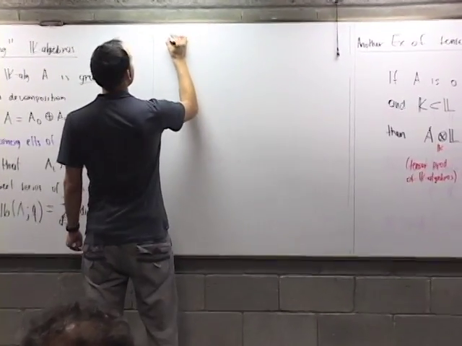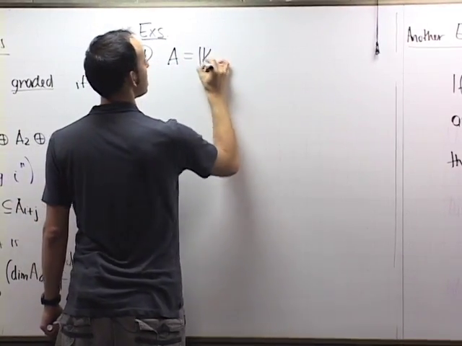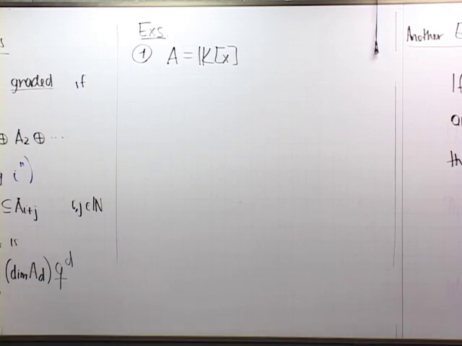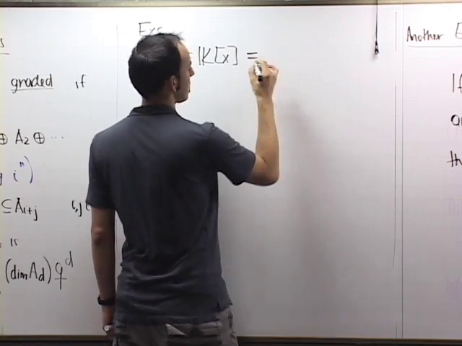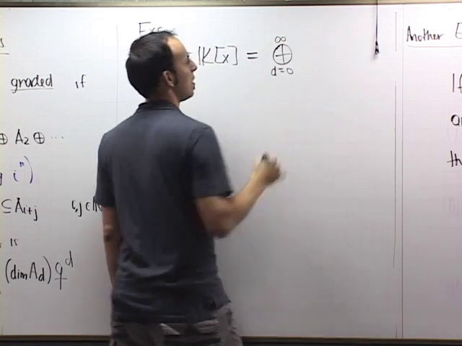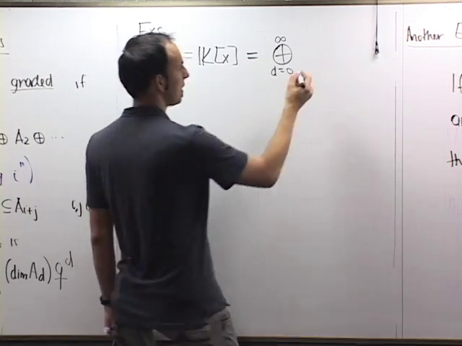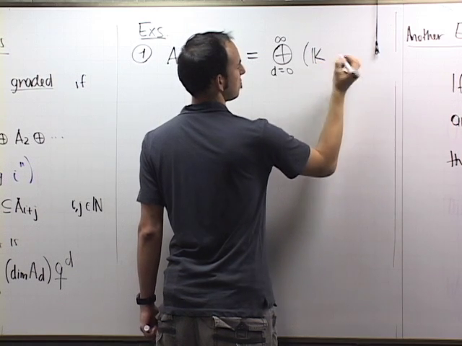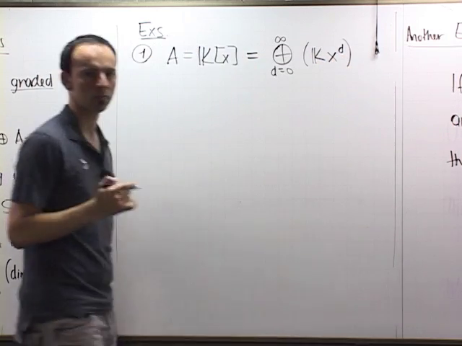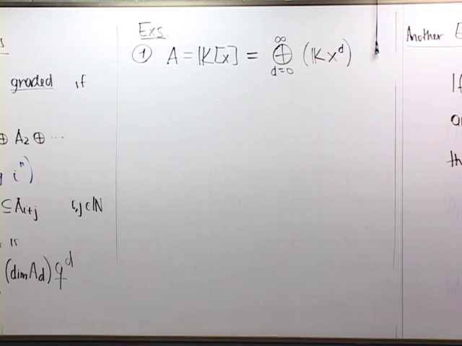Examples. Let's say that A is k[x]. As we just discussed, we can write this as the direct sum from d equals 0 to infinity of the things of degree d. What are the things of degree d? Well, they are just this, right? So any constant times x to the d.